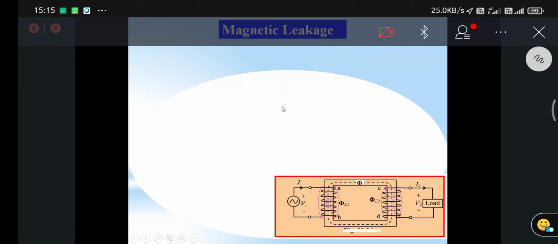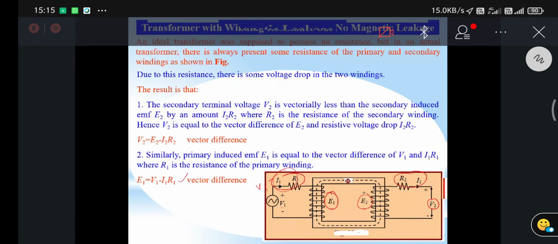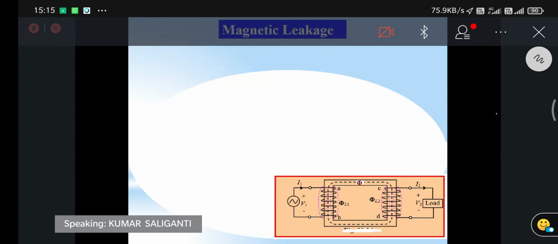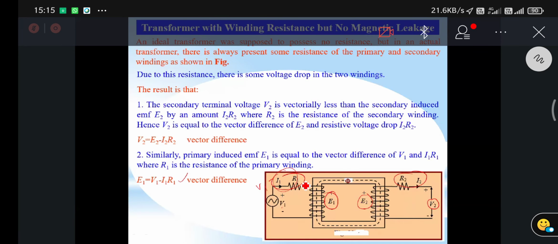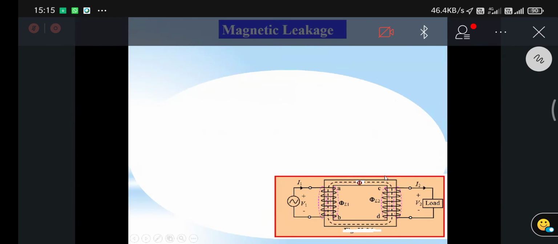After getting these two, I have to consider the magnetic leakage. So far, the transformer has winding resistance but no magnetic leakage. I have considered only the winding resistances R1 and R2 of the primary and secondary respectively. If you consider the transformer with magnetic leakage, the magnetic leakage is nothing but phi L1 and phi L2.